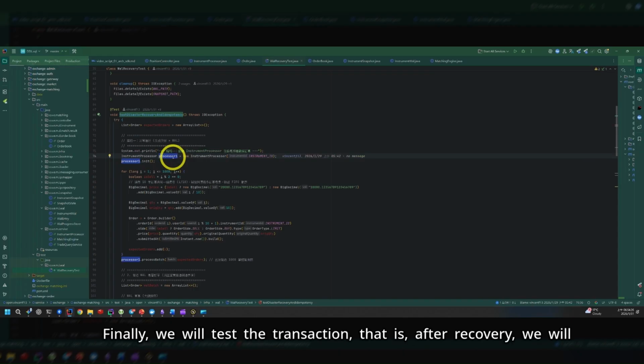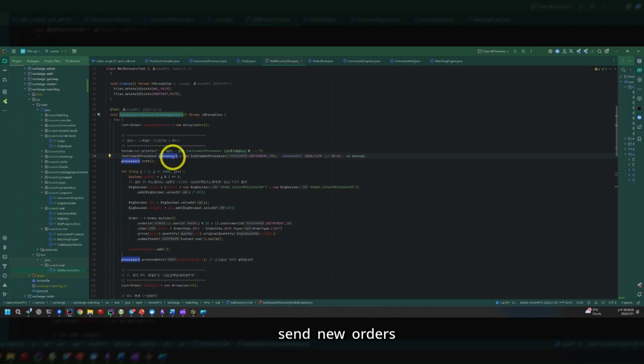Finally, we will test the transaction, that is, after recovery, we will send new orders.